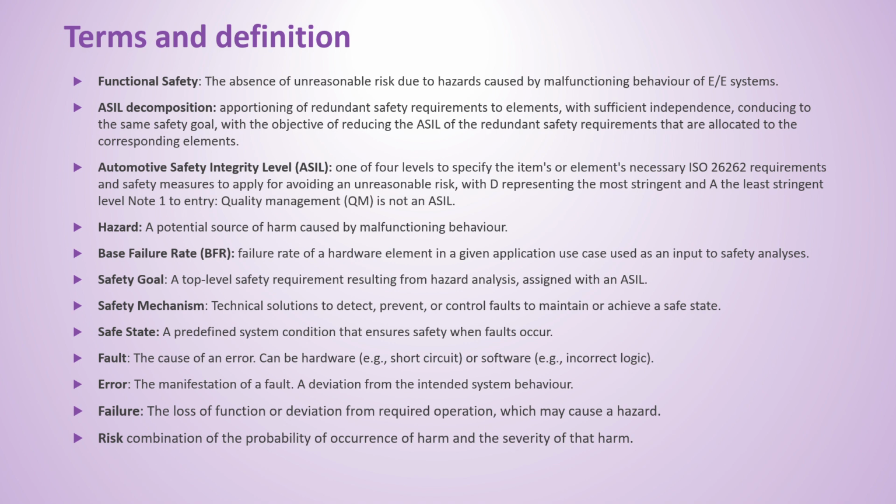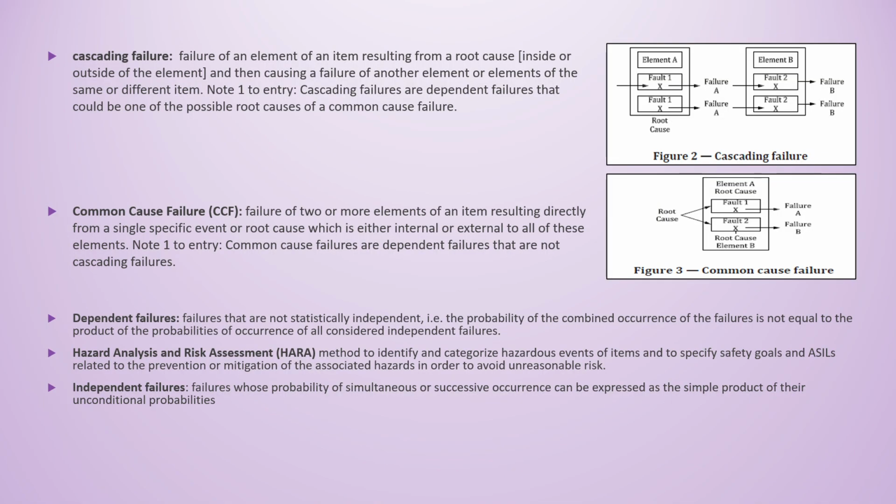Exactly. We also need to think about dependent failures. These are tricky. They aren't independent events. A common cause failure is when one root cause takes out multiple things, like a power surge affecting several components. Or a cascading failure, where one component failing directly causes another one to fail. These are different from independent failures, where things fail for unrelated reasons, like a flat tire and a blown fuse. It's clear why precise language is so vital. You can't build safe systems collaboratively without everyone agreeing on what fault or risk actually means.